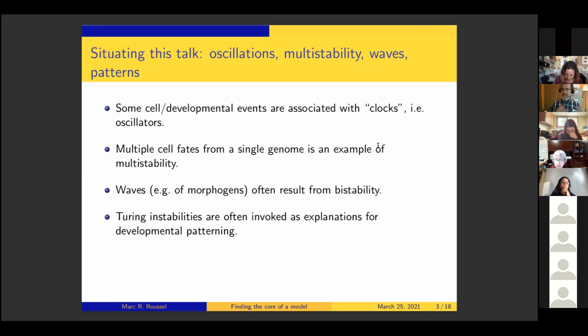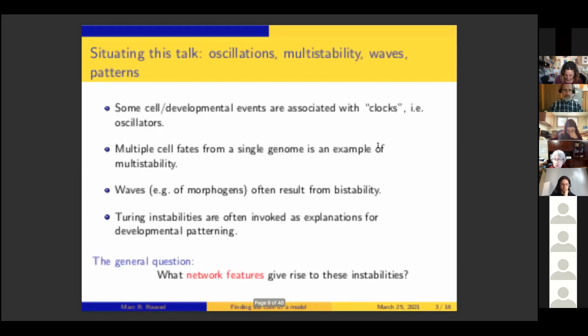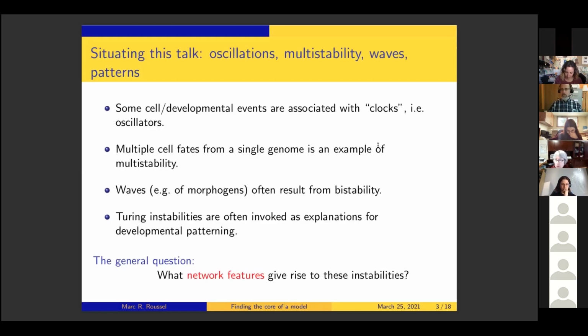And again, we'd like to be able to maybe connect dynamics to the structure of the network without necessarily, again, having to know all of the parameters. So the general question I'm going to give you a kind of a broad brush picture of today is, are there network features that give rise to instabilities, and what are those network features, and how can I find them in a particular model?